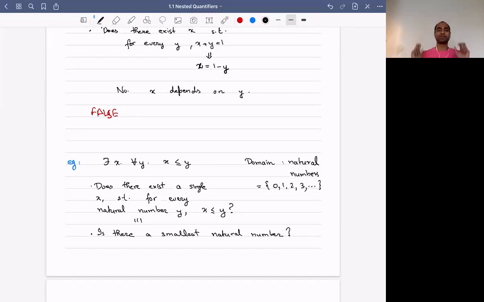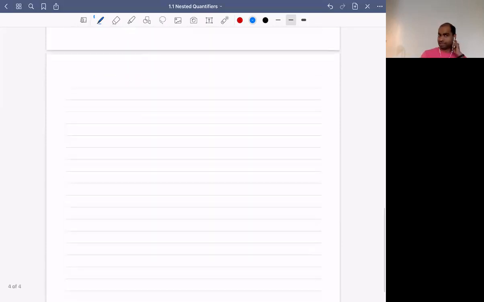So this is the mathematical way of asking whether a set has the smallest element, by saying there exists x such that for all y in that set, x is less than or equal to y. And the answer is yes. 0 is the smallest element, and so the statement is true. So we need two quantifiers to describe smallest. Similarly, you can try to describe largest, and so on. Okay, so that is nested quantifiers.